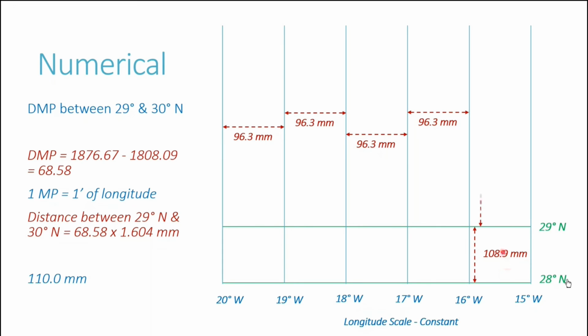You see, it has increased from 108.9 millimeters. The distance has become more. So now using this value, 110 millimeters, we can now mark off the parallel of latitude of 30 degrees north.